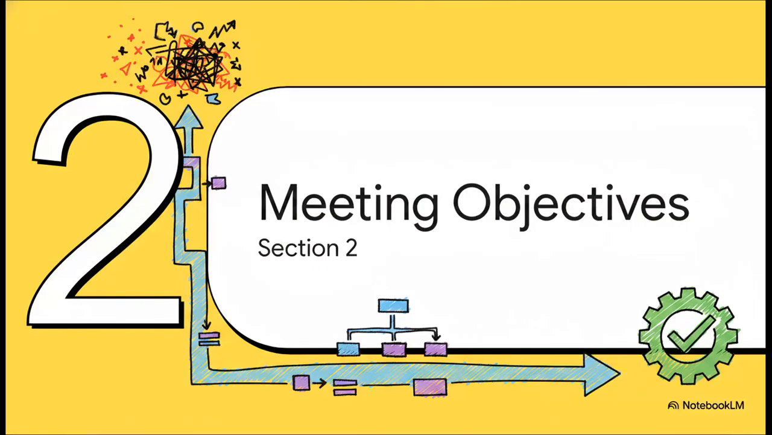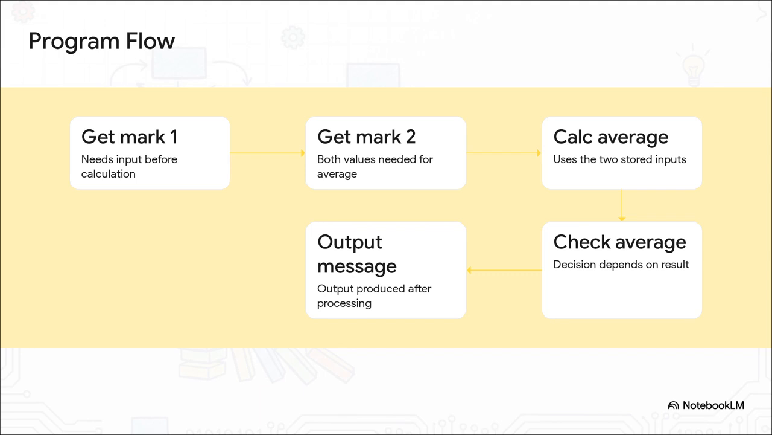Moving on to part 2, meeting your program objective. Let's walk through a real-world scenario chronologically. Say our objective is to ask for 2 student marks, calculate the average, and then display whether the student passed or failed. Steps 1 and 2, get mark 1 and mark 2. Why? Because the program needs that raw input before it can even think about doing math. Step 3, calculates the average using those 2 stored inputs.